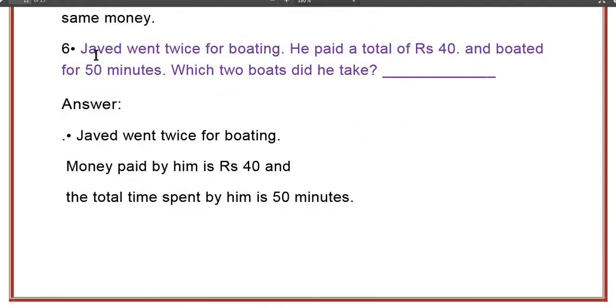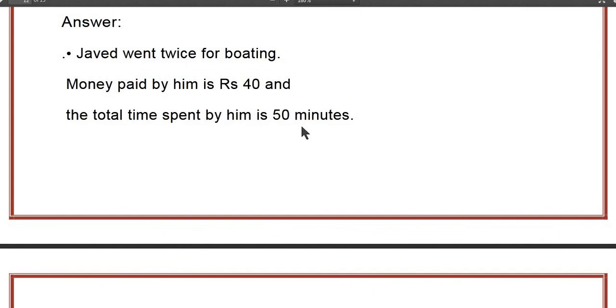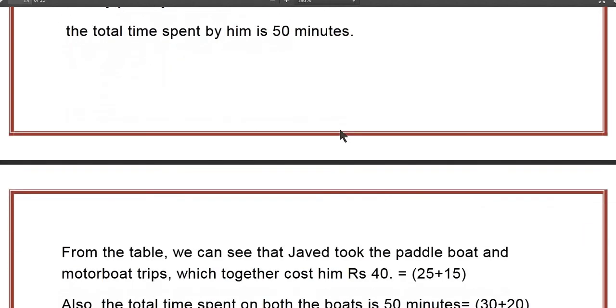Question number 6. Javed went twice for boating. He paid a total of rupees 40 and boated for 50 minutes. Which 2 boats did he take? Answer part. Javed went twice for boating. Money paid by him is rupees 40 and the total time spent by him is 50 minutes.